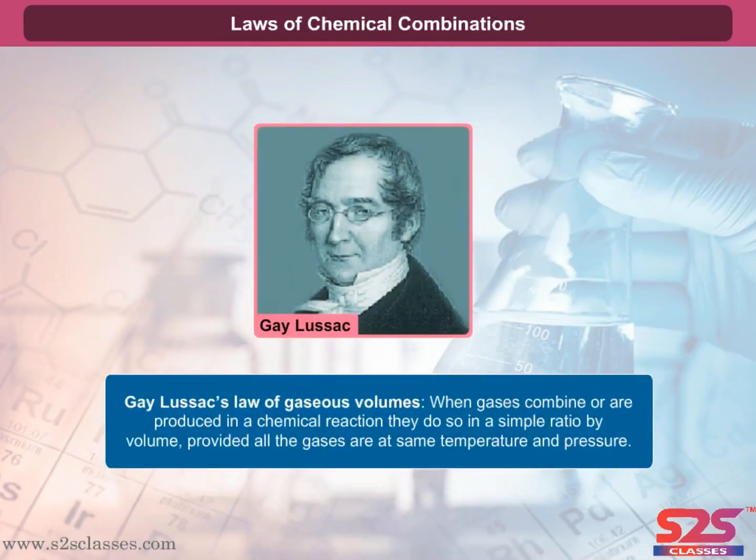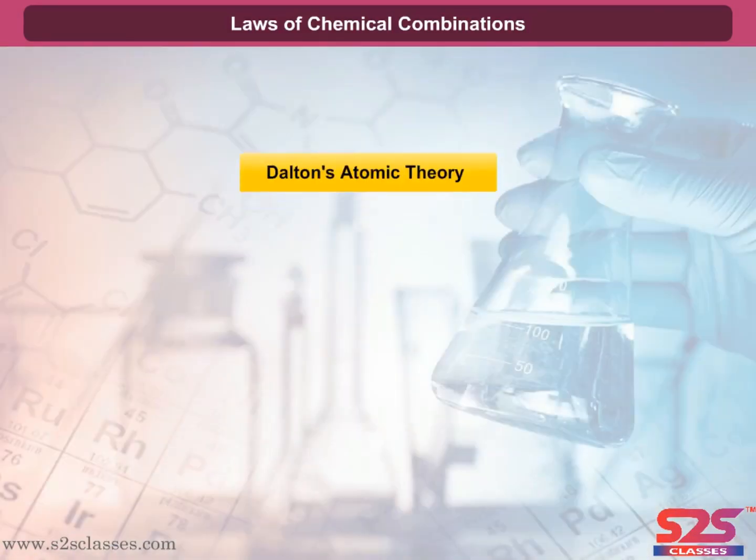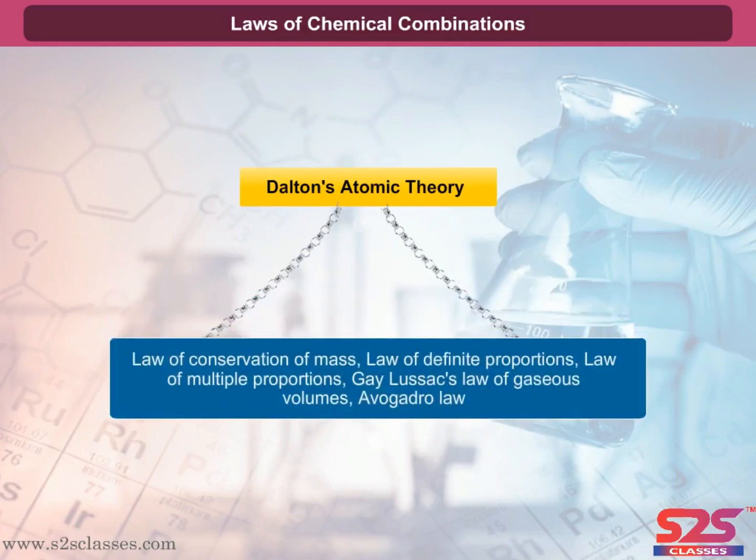Gay-Lussac proposed a law according to which, when gases combine or are produced in a chemical reaction, they do so in a simple ratio by volume, provided all the gases are at same temperature and pressure. Avogadro proposed that equal volumes of gases at the same temperature and pressure should contain equal number of molecules. All these laws led to Dalton's atomic theory.